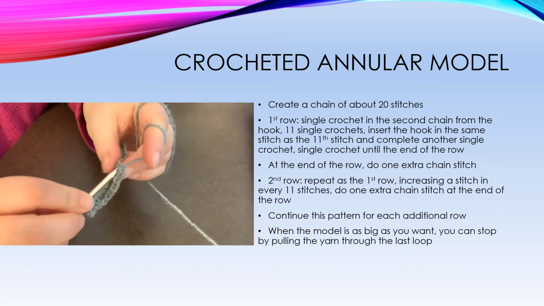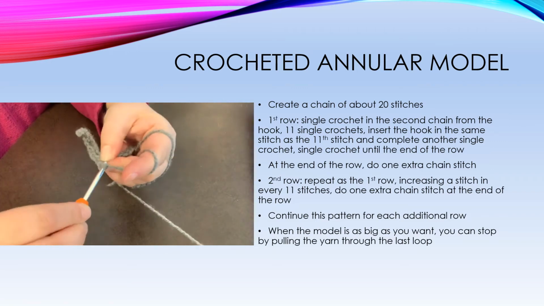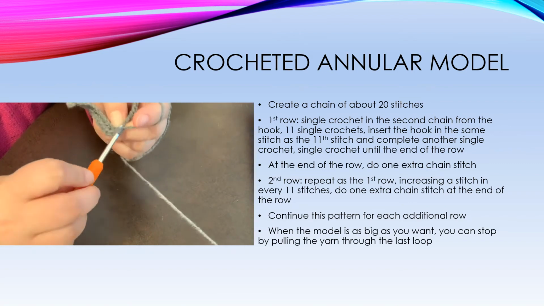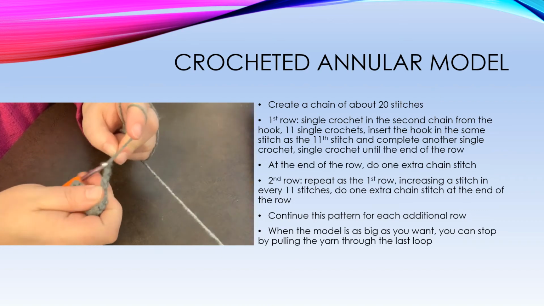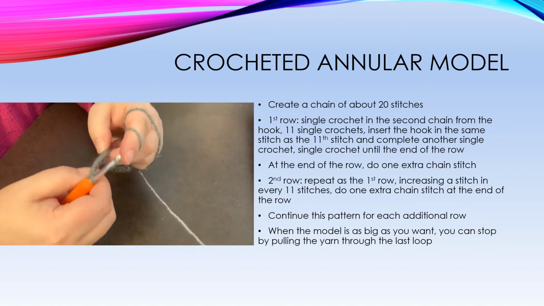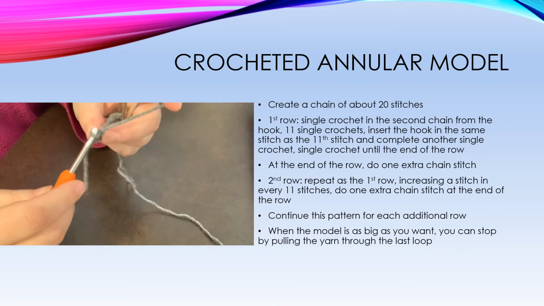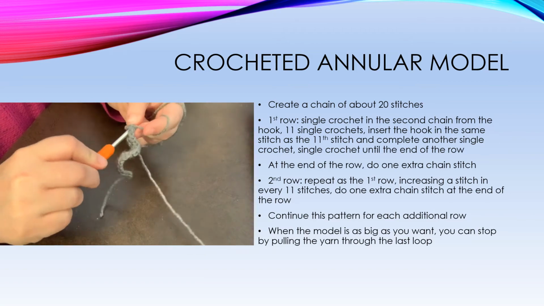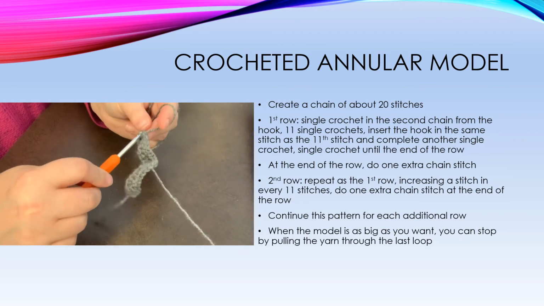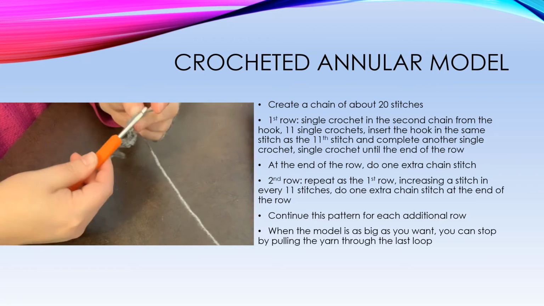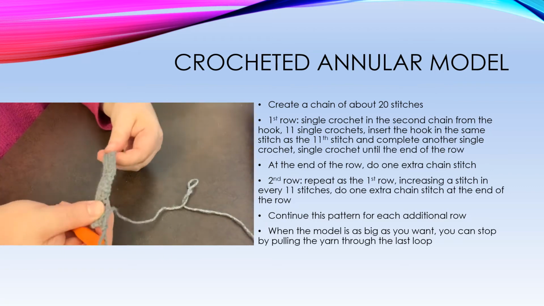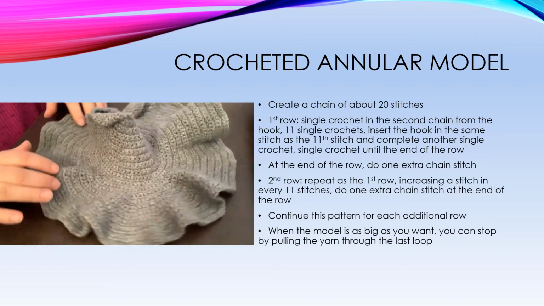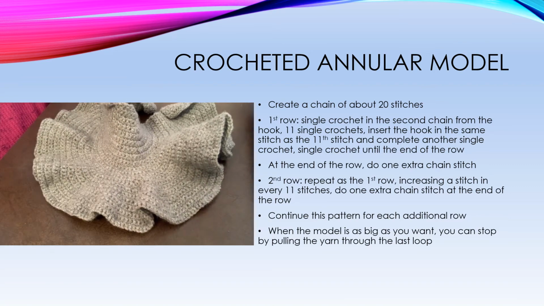You continue this until you have 11 stitches. In the 11th stitch, you then insert the hook into the same stitch and add another stitch. Then you continue to single crochet until the end of the row. Once you get there, you're going to add a chain stitch before turning your work to start the process over again. In the second row, you repeat the same steps, adding another stitch in every 11th stitch as you go, until you get to the end of the row. Continue this pattern until you get a model as large as you'd like. When the model is as big as you want, you can stop by pulling the yarn through the last loop.